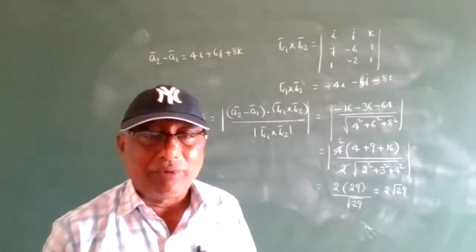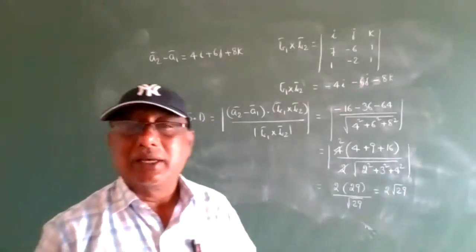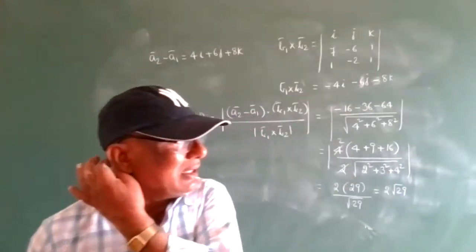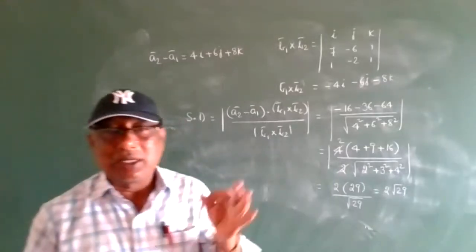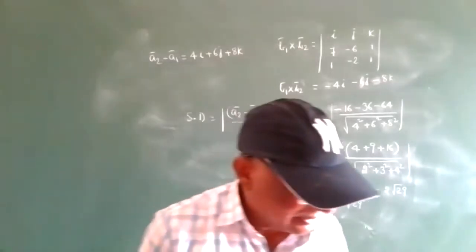So by the vector form of the line equation and by the Cartesian form of the line equation, I will complete the two problems by finding the shortest distance. Okay, right. Next one.